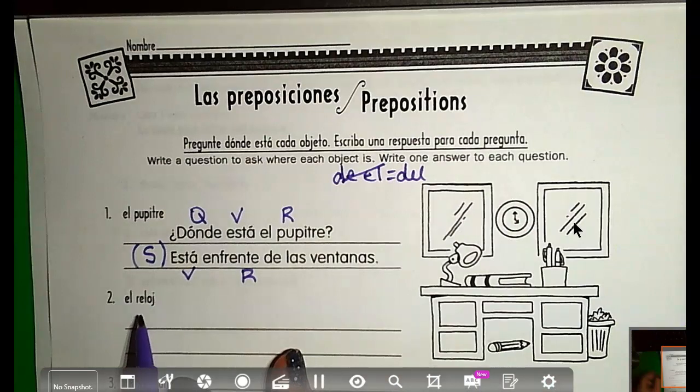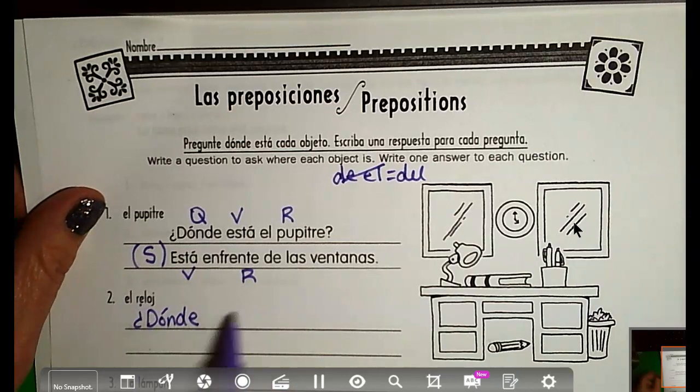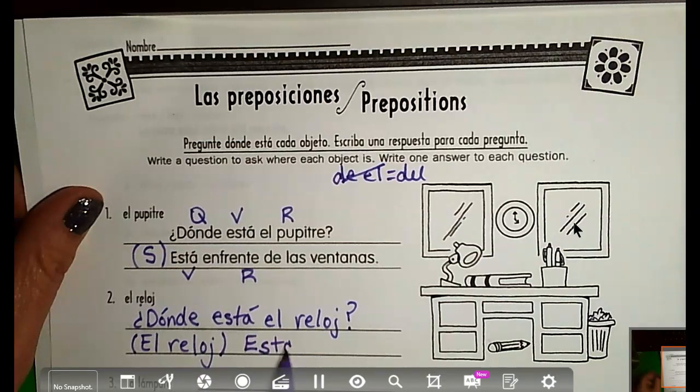So let's ask where the clock is. So we'll start with our question, where? Now, we need the verb estar. El reloj is singular, so we're going to say está, where is el reloj, the clock. We're going to answer with, if you want, you'll put el reloj out here, but you don't have to. You can have understood it is, está.